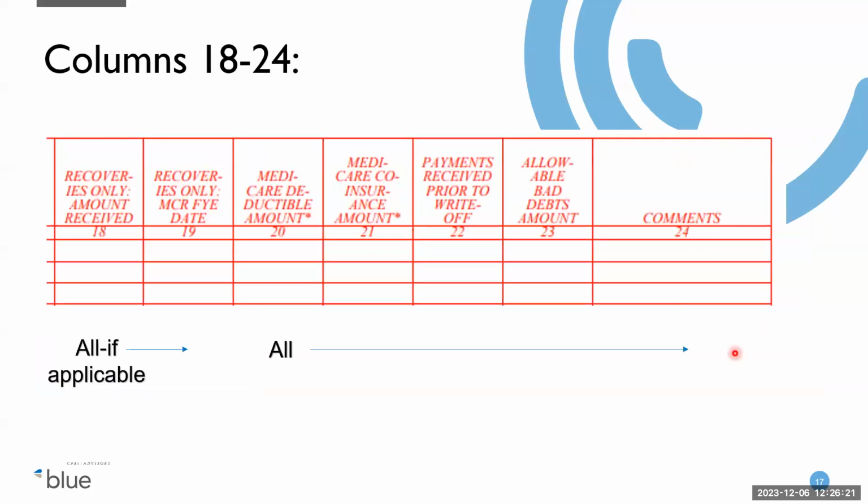Sorry. So there's one more column. It's column 24. It says comments. I'm not really sure what they would want you to put in there. I would recommend probably leaving it blank unless there's something you really want to point out to the auditor.